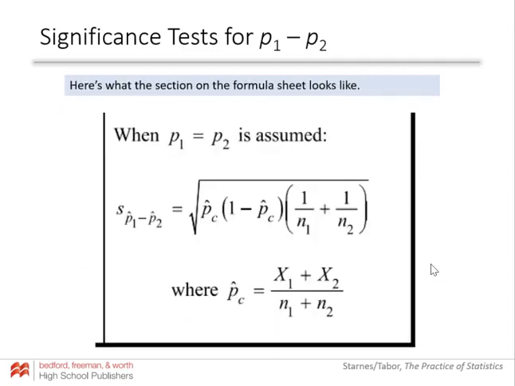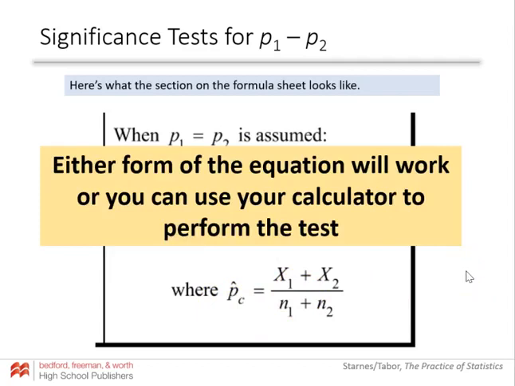This is the section of the formula sheet, which is what you will get on the test and the AP exam, so it's important to know. It tells you when p1 equals p2 is assumed, meaning our null hypothesis is that p1 equals p2, or p1 minus p2 equals 0, which is what you more commonly see written, that this is the portion of the formula you would use for standard error, and they tell you how to find p hat c. Either form will work, or if you don't want to deal with those equations because they get kind of long and messy, we can always use the calculator.